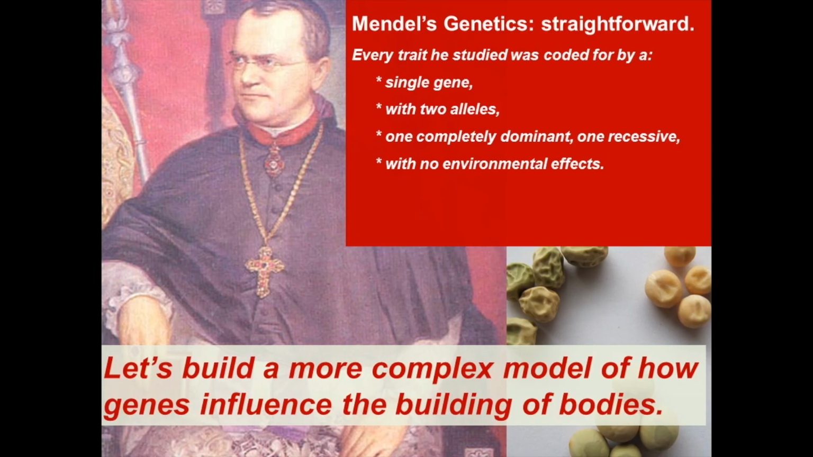And we'll start by making the point, as I've said before, that Mendel looked at many traits that were coded for by a single gene that had two separate alleles. One was completely dominant to the other, and there were no environmental effects at all. And that helped us figure out genetics, the transmission of information from parents to offspring. But we're trying to build a more complex model of how genotypes get turned into phenotypes. And to do that, we have to look at many different situations, such as when there are multiple genes that can influence a single trait. That's what we're going to look at today.